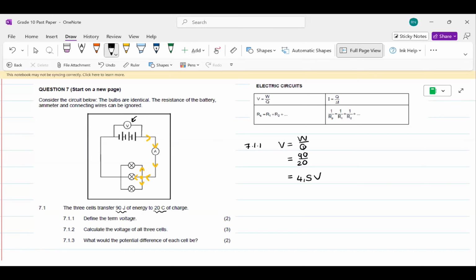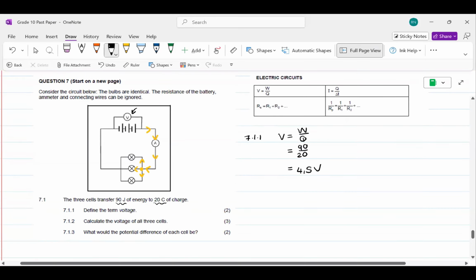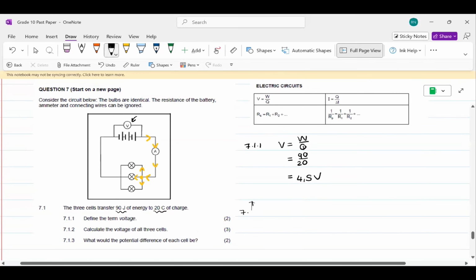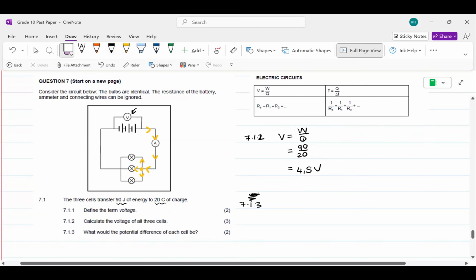Perfect. Then they say, what will the potential difference of each cell be? Now this one's nice and easy. We just want to know what the voltage is for one cell, but it depends on how many cells we have. Do we have one cell, 2 cells, 3 cells, 4 cells, 5 cells? 3 cells. So what is the potential difference of one cell?